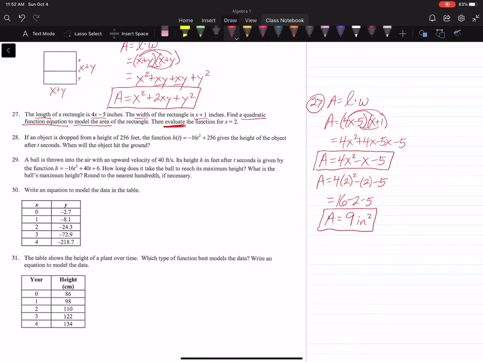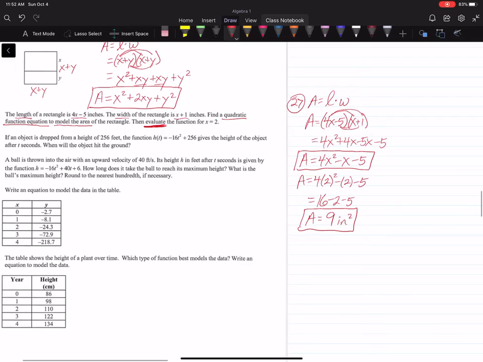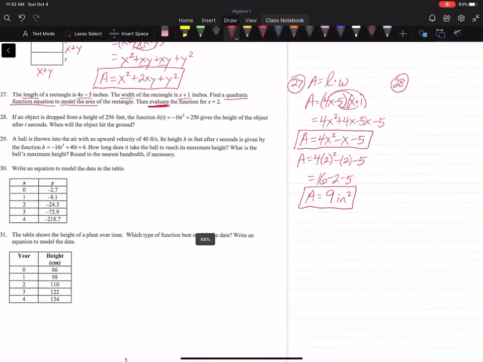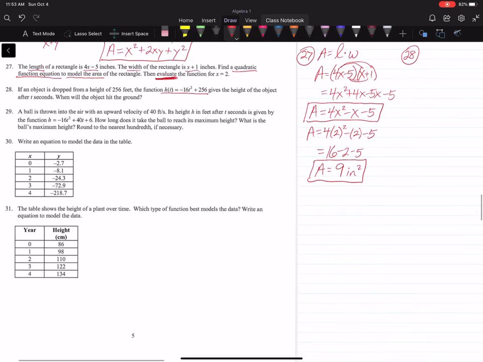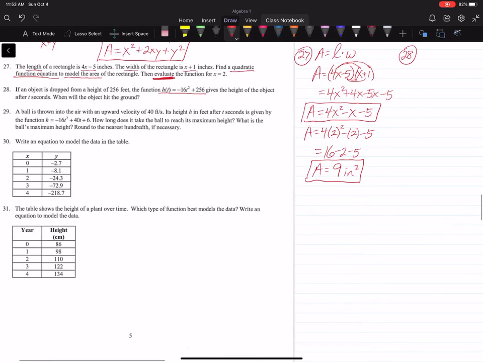All right, 28. Also need some room over here to work 28, so I'm going to put it right here. It says if an object is dropped from a height of 256 feet, the function h of t gives the height of the object after t seconds. When will the object hit the ground? So this is supposed to be a word problem, but it's not a true word problem because they give you the equation. All you're doing is plugging in here.